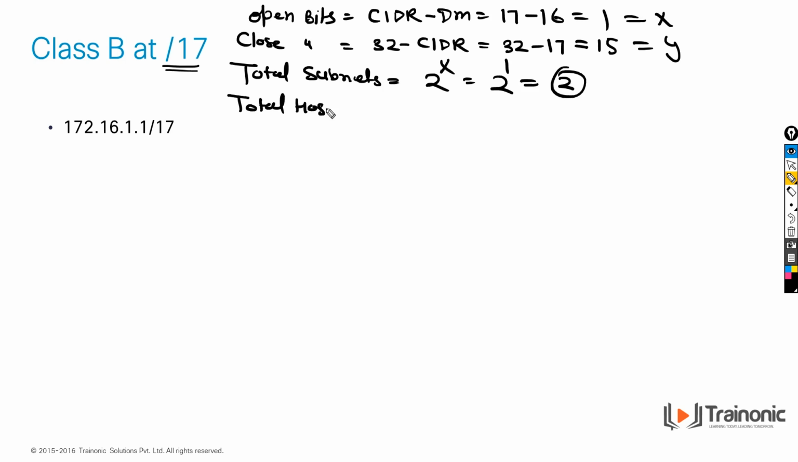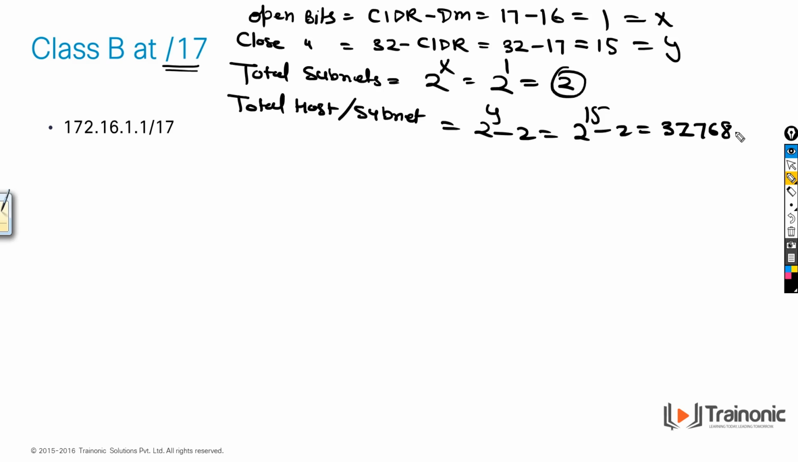Total hosts per subnet is 2 raised to Y minus 2, 2 raised to 15 minus 2, 32768 minus 2, 32766. Yes. Now we have to get the block size.